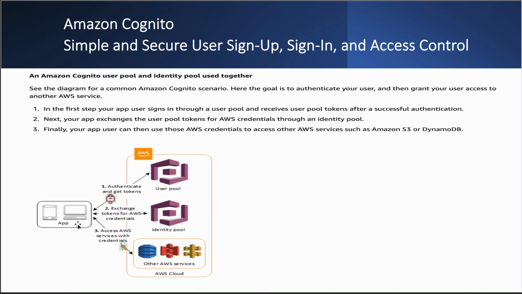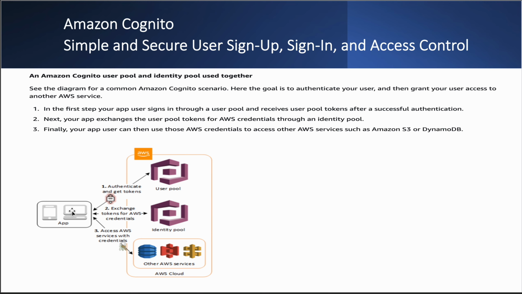What is happening over here, we have an application. Now when app users sign in through the user pool, because an application user has to sign in through the user pool, and internally that application is contacting S3 or DynamoDB or any other AWS services. So the first step is the user pool getting authenticated. That's what the user pool is doing over here. It receives the user pool token after successful authentication.